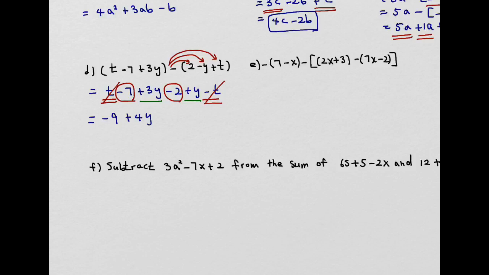And remember, when I'm writing my solution, I'm going to write it in descending order. So the term with the variable first, in this case 4y is the only one with the variable, and negative 9, right? Descending order, the one with the higher exponent first.